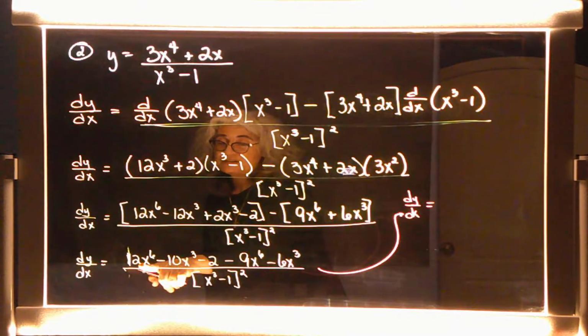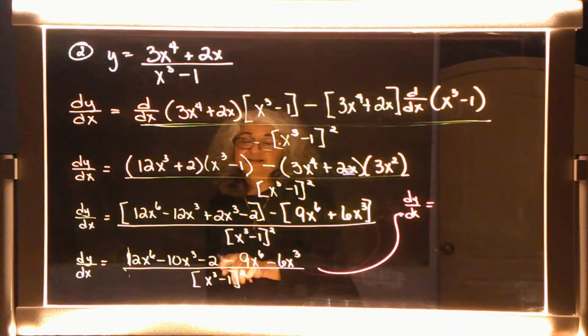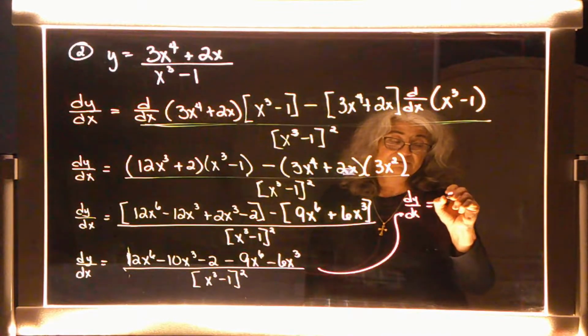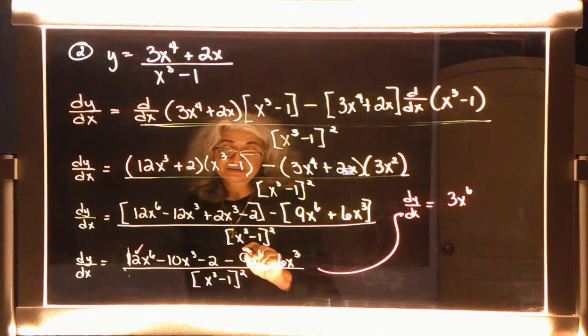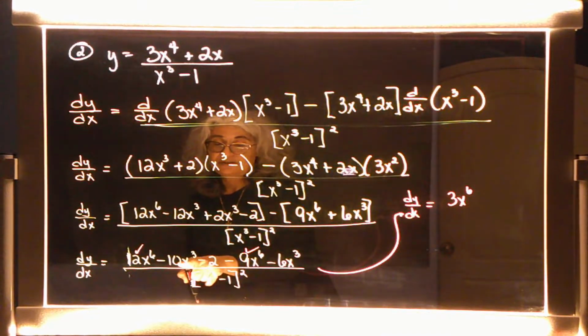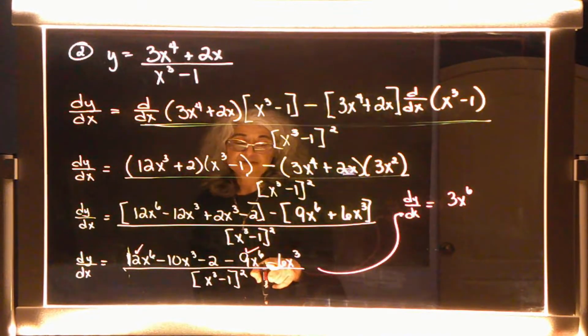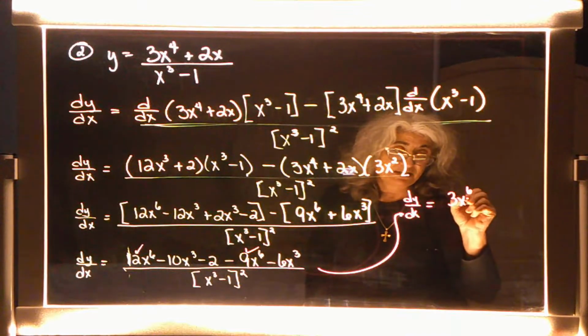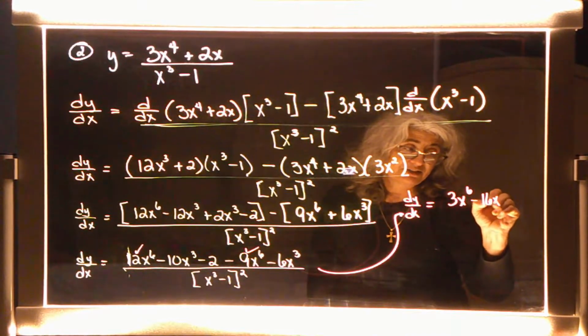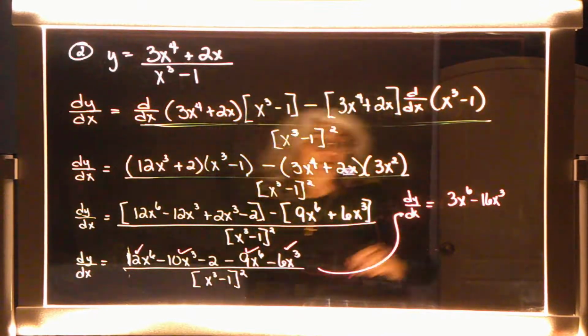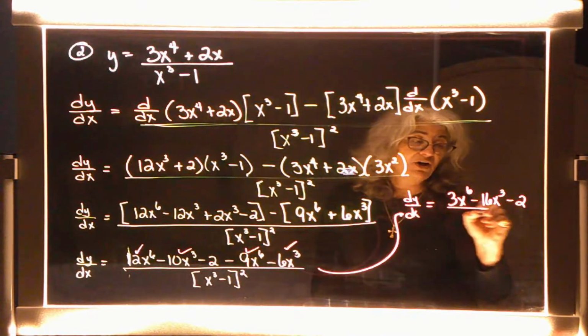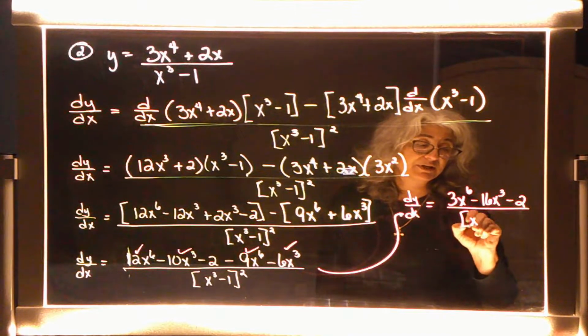12x to the 6th minus 9x to the 6th, right? So I get 3x to the power of 6. So that takes care of that one and that one. Negative 10x cubed, negative 6x cubed gives me a negative 16x cubed. That one and that one. And then a minus 2. All over the denominator squared.